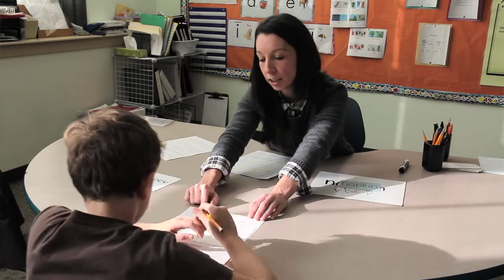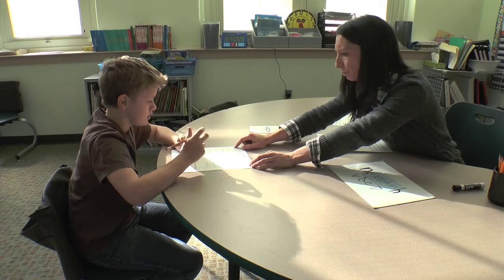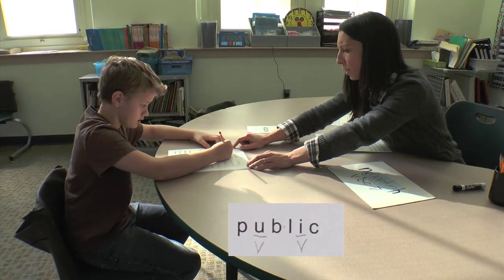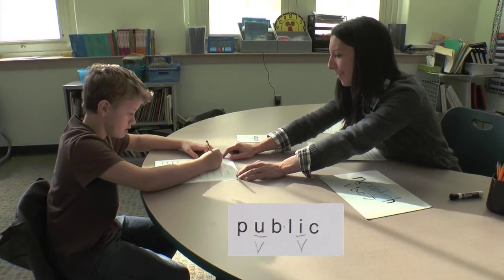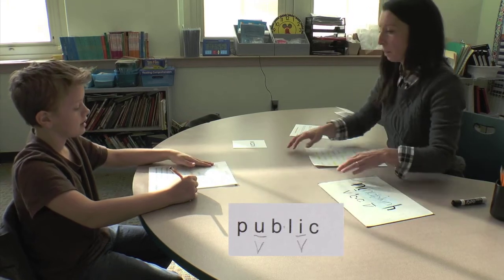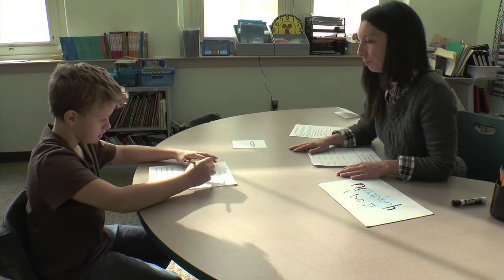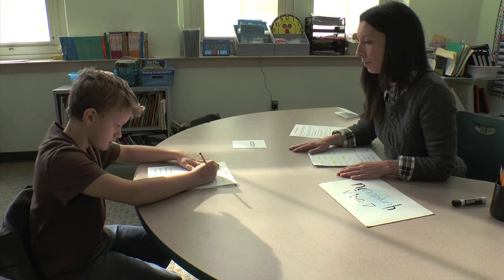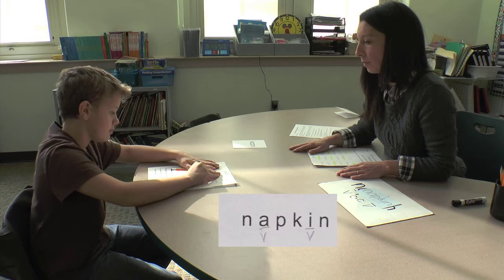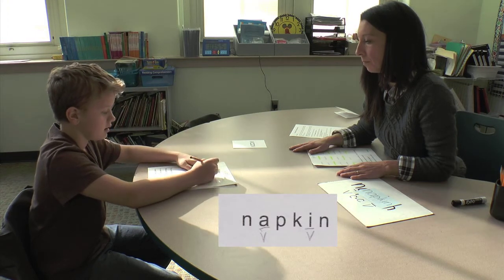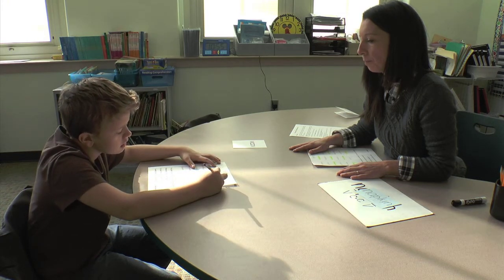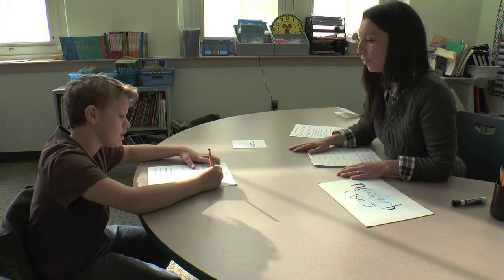This time you're getting really good at this. Let's just underline our vowels and see if you can decide where to separate it. Nice. Good job. Pub. Lick. Public. Nice. Keep going. Nap. Kin. Napkin. Good job. Let's try this one. This one might be a little tricky. Underline your talking vowels.